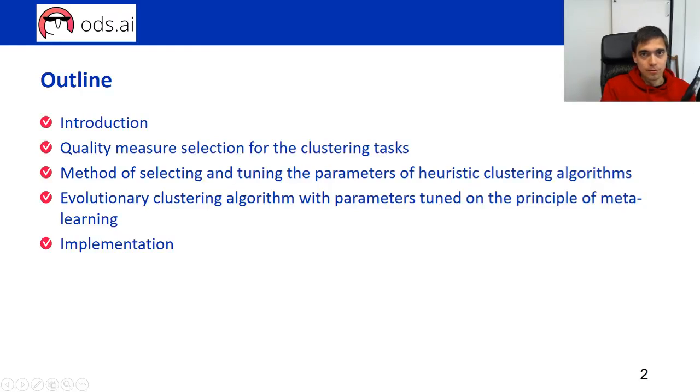So here's the outline of our speech today. First we'll give some basic notations. After that we'll speak about the quality measure selection for clustering tasks, so how can we choose the assessment technique for the clustering tasks. Then we'll consider the proposed method of selecting and tuning the parameters of heuristic clustering algorithms and evolutionary clustering algorithm with parameters tuned on the principle of meta-learning, and finally we'll talk about the implementation of all these things. So let's begin.